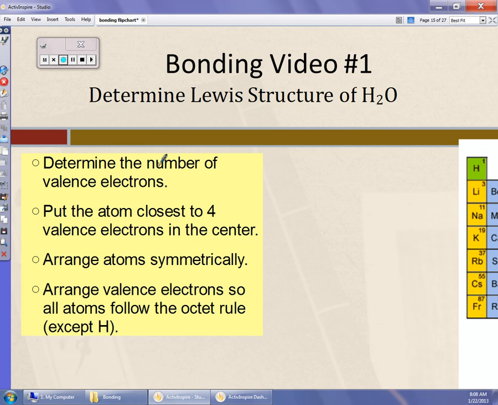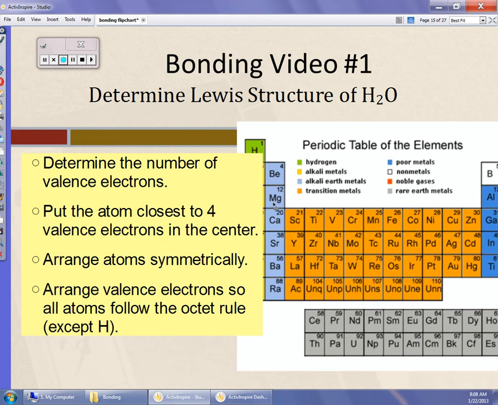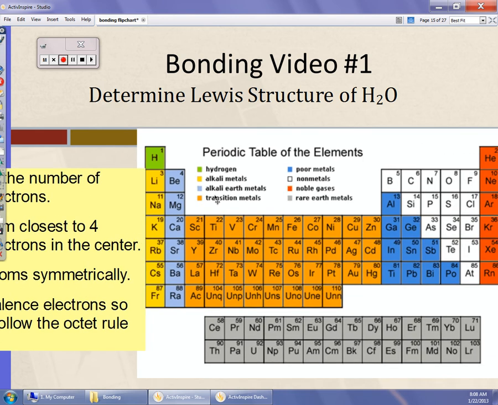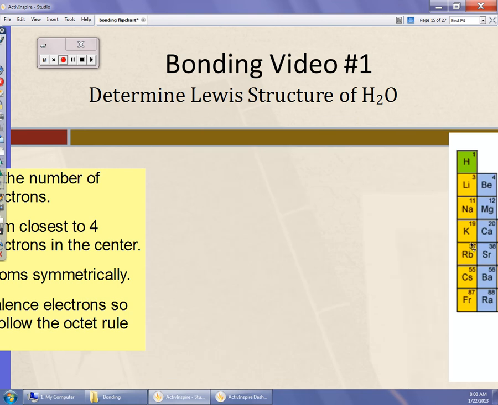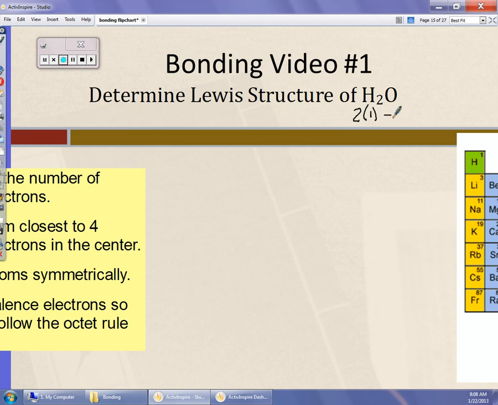Water is something that you did a great deal of back in biology class. You already kind of remember what it looks like, but let's talk about why it has that shape based on Lewis dot structures. Each hydrogen has 1 valence electron. Oxygen is going to have 6. Let's add those up. So 2 hydrogens times the 1 valence electron plus 6 for the oxygen, we have 8 valence electrons.